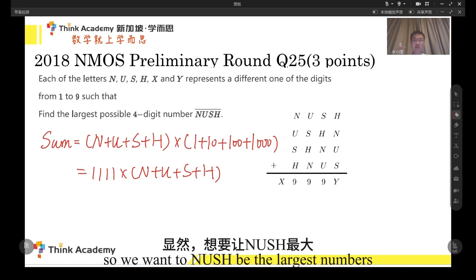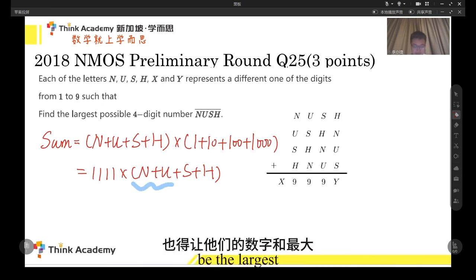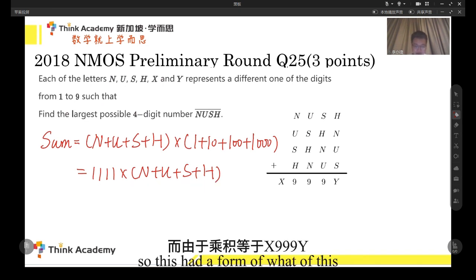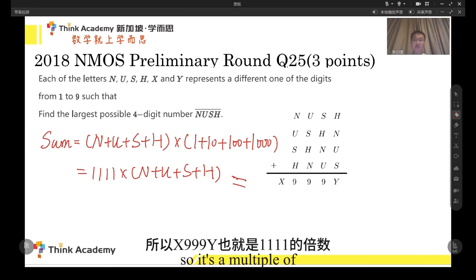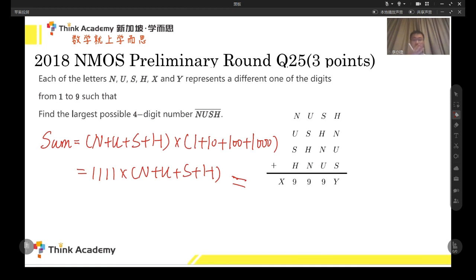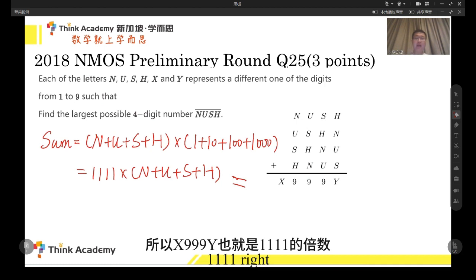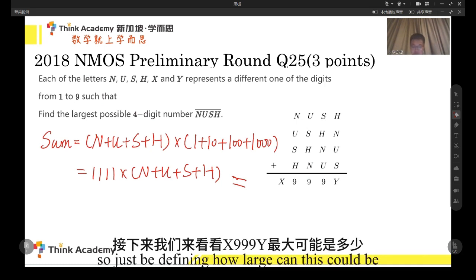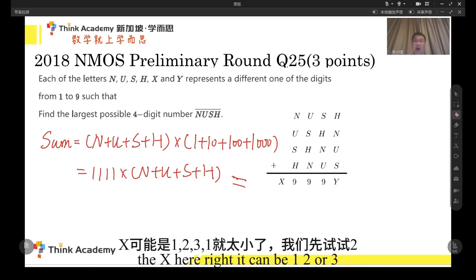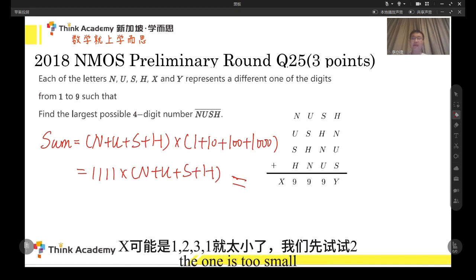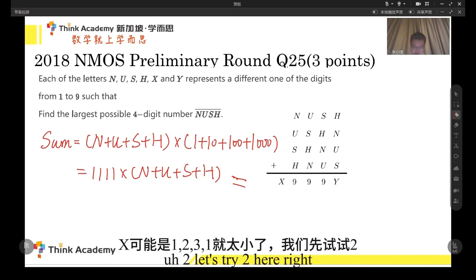So we want NUSH to be the largest number. We should let the sum be the largest. So this has a form of what? Of this x9991. So it's a multiple of 1111, right? So we just need to define how large this could be. We notice that the x here can be 1, 2, or 3. The 1 is too small. 2, let's try 2 here, right?